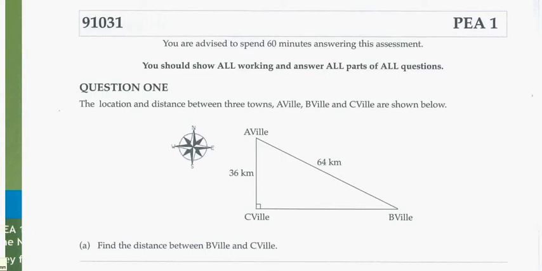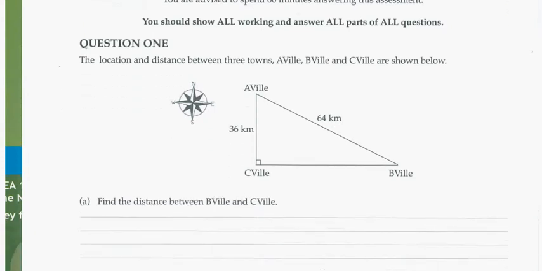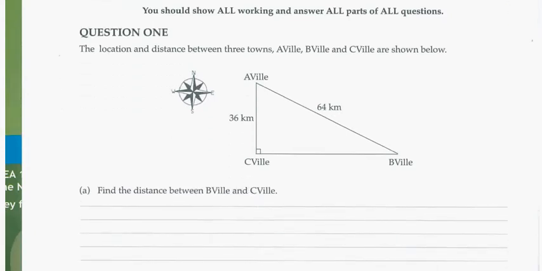Find the distance between Bville and Cville. So we've got a lovely right angle triangle here. And again, if you've watched the video on when to use sine, cosine, tangent, or Pythagoras, you would recognize from this video that we're dealing with side, side, and we want to know a side. So all sides, we're looking at Pythagoras. This is also a short side.